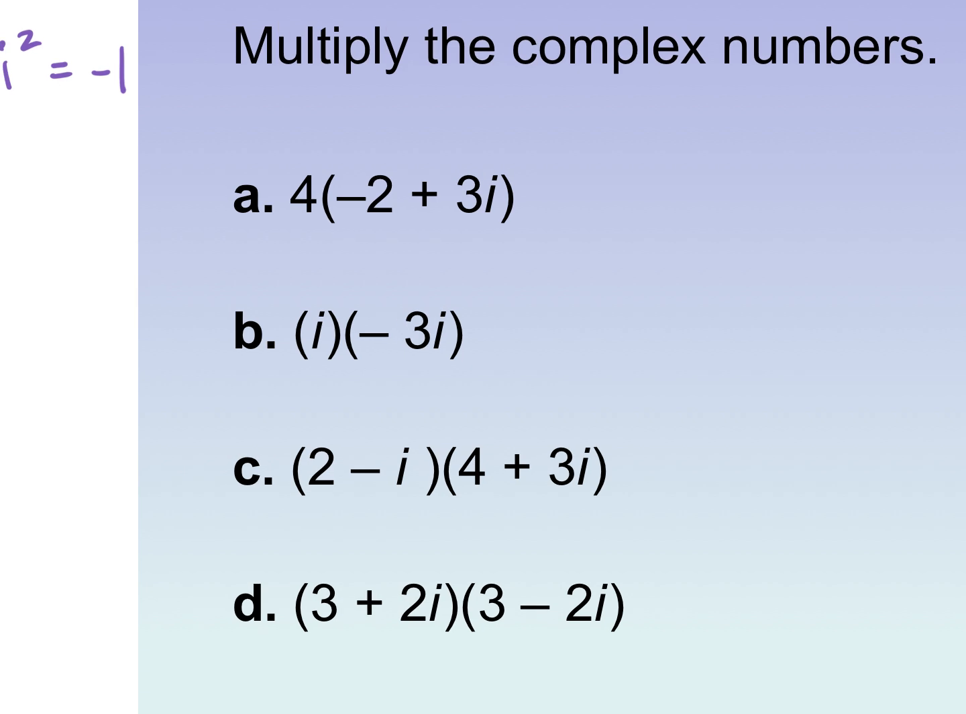So in a, I'm going to distribute the 4. So this gives us -8 plus 12i. Is this in standard form? Yep, so we're good. Let's do b. So i times -3i would be what?